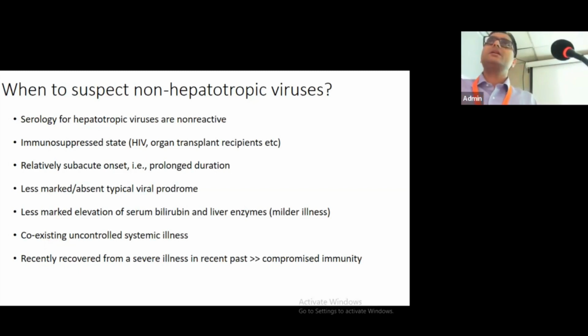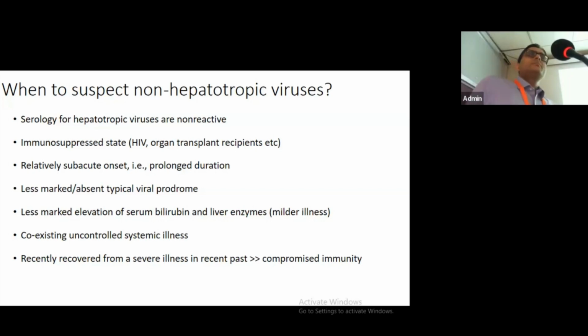This is a very pertinent and important question. So the answer is that if the serology for hepatotropic viruses is non-reactive, if the patient is immunosuppressed, like a patient with HIV or an organ transplant recipient receiving immunosuppression, or if the patient has a prolonged course of illness, or the viral syndrome, which is the prodromal syndrome, is less marked, then we should also suspect atypical viral illness.